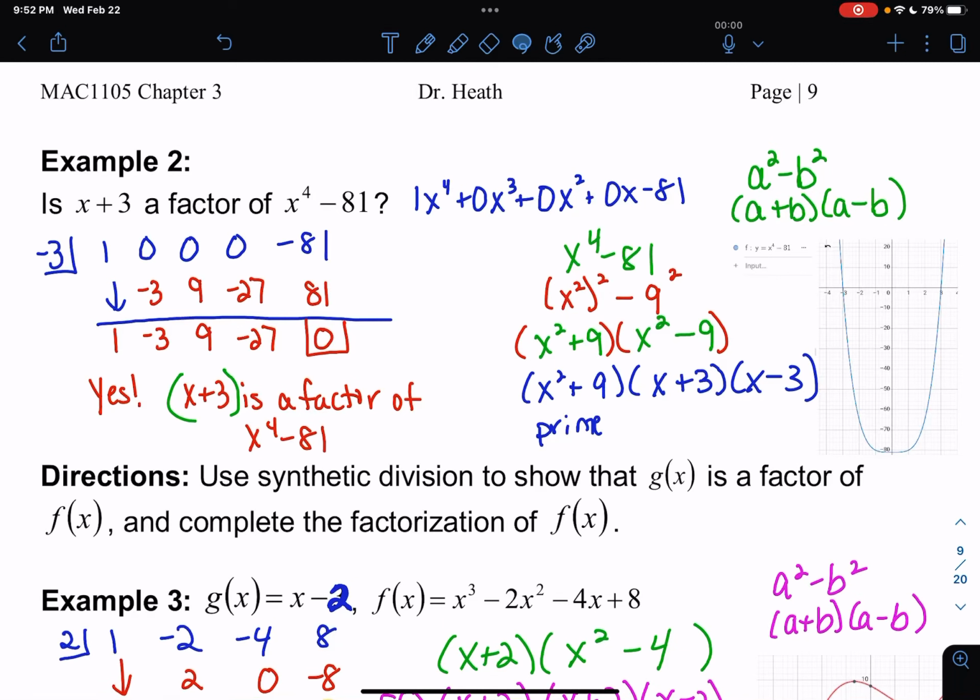Let's take a couple minutes and compare the factors of these polynomials with the graph of the function of those polynomials. In example 2, we found that x plus 3 is a factor of x to the fourth minus 81. And we also showed how to complete the factors.